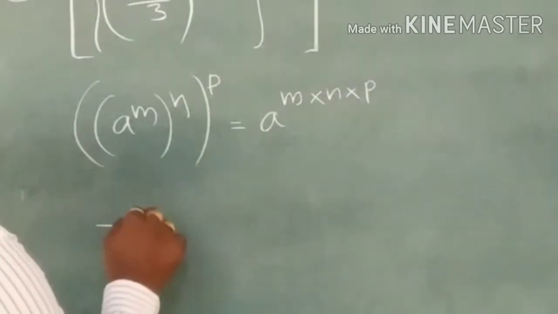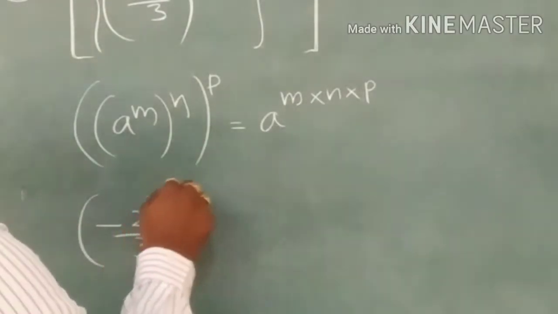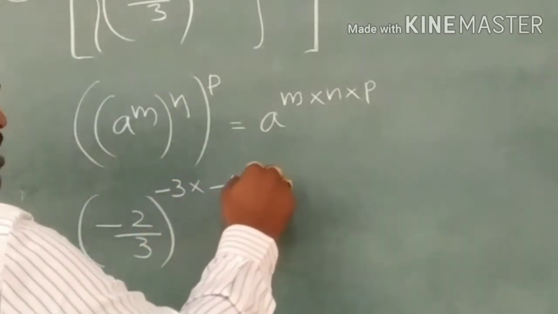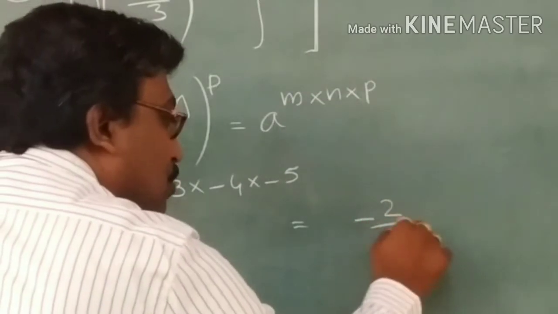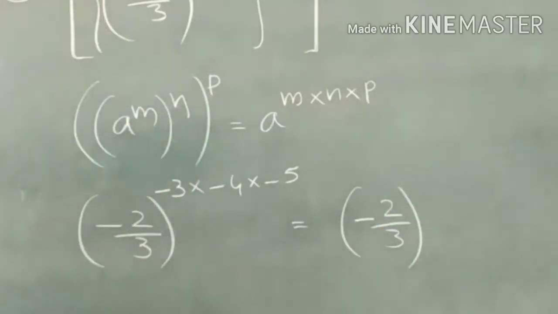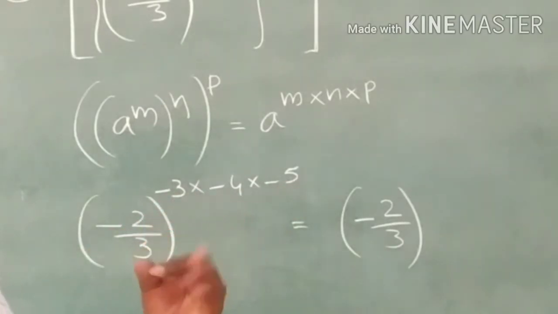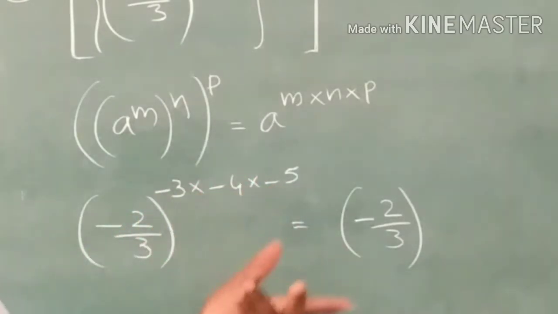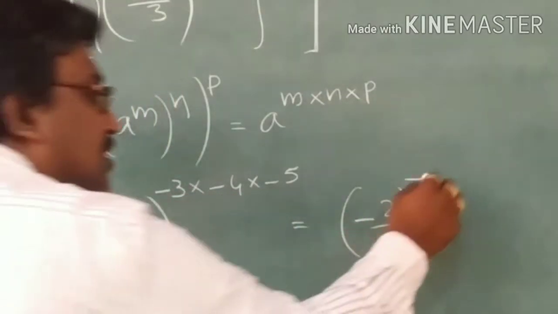So here it is minus 2 by 3 whole to the power of minus 3 into minus 4 into minus 5. First we will multiply the signs. Minus, minus, minus, three times is there. Minus into minus is plus, plus into minus is minus. 5 4s are 20, 20 3s are 60.